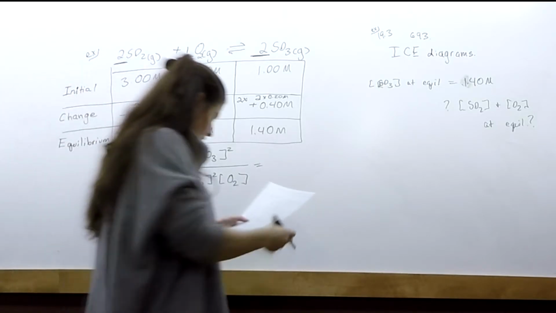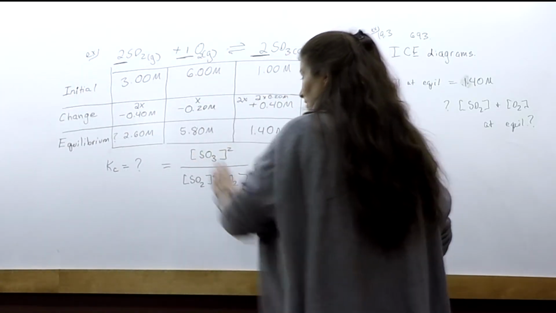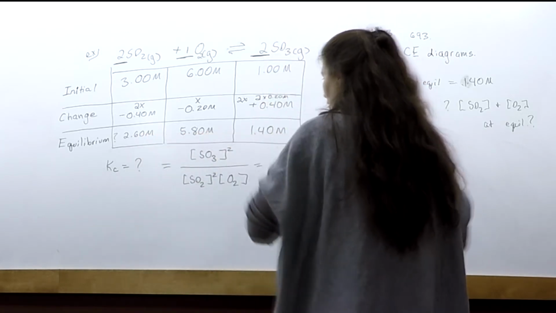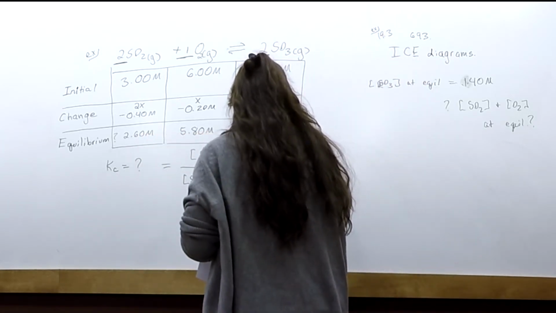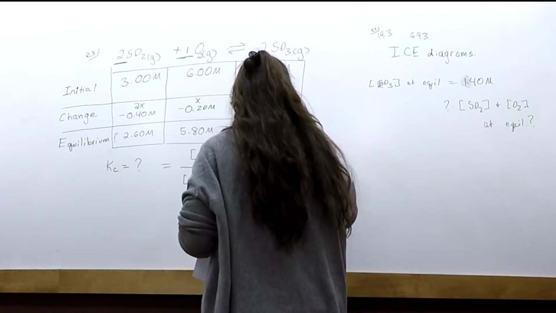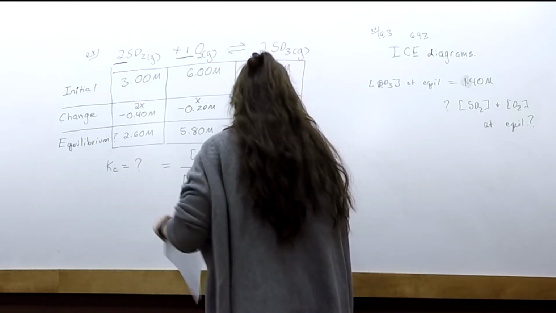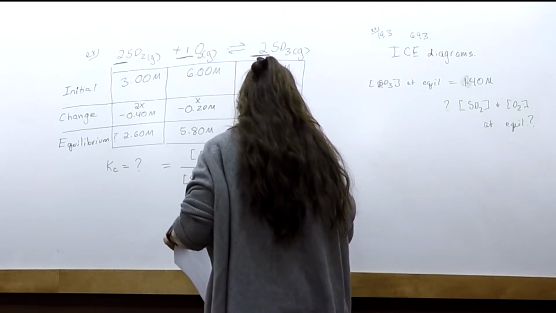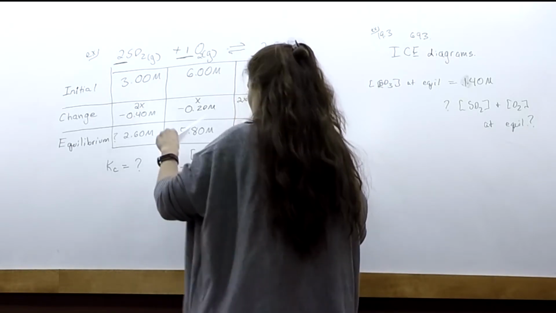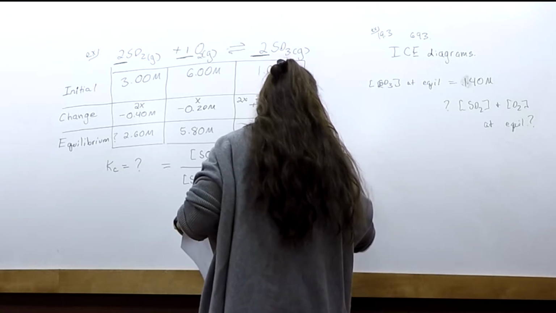All right? Okay? These are equilibrium concentrations. We determined those, so all we have to do now is plug those in. 1.4 molar squared over SO2, which is 2.6 molarity squared, times the O2, which is 5.80.